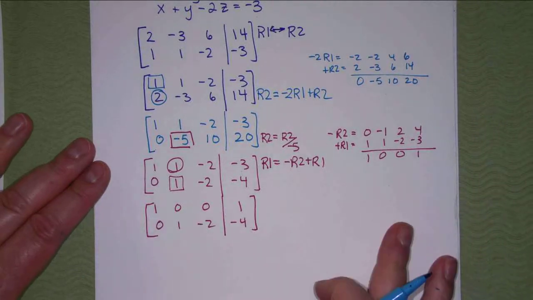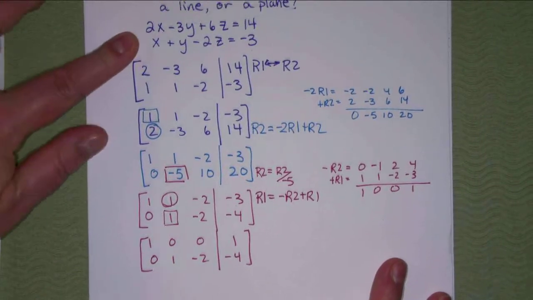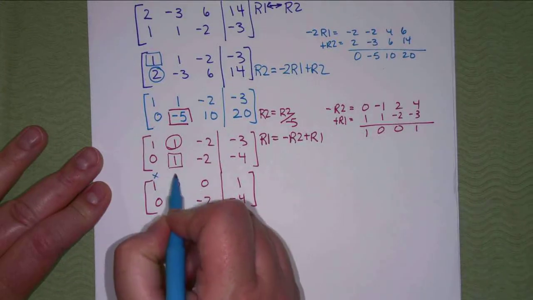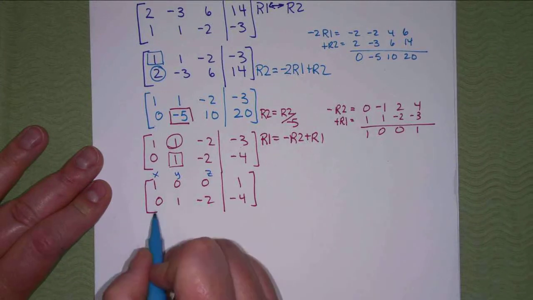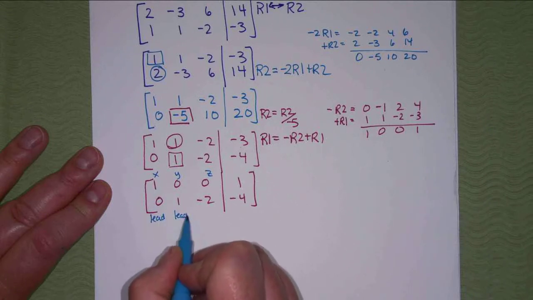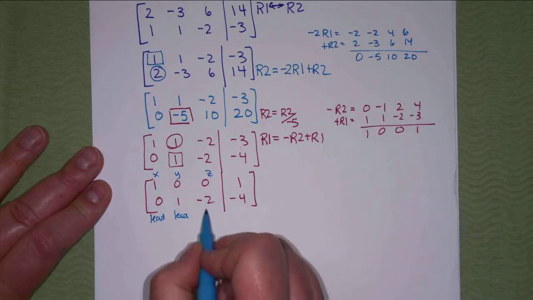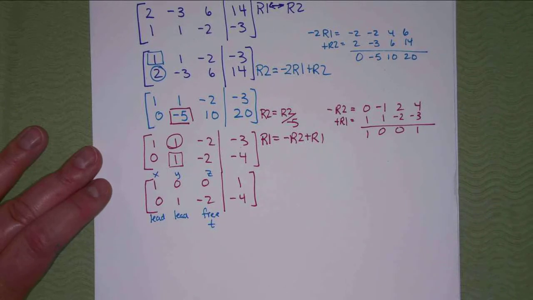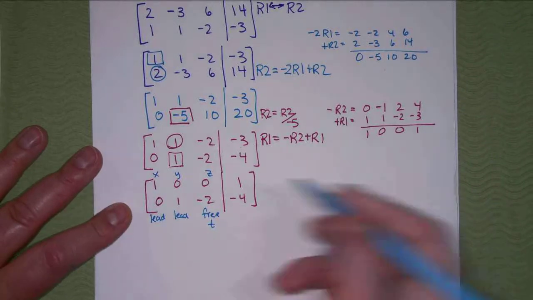So the variables that were in our equation were x, y, z, so we're going to use the same ones here. So this will be x, y, z. This is a lead, because it has a lead 1. Lead, because it has a lead 1. And this does not have a lead 1, so this is our free variable. We'll call it t. And we write out our system.